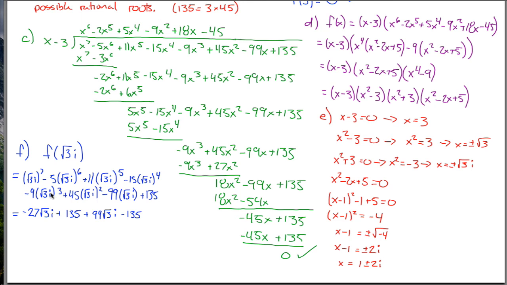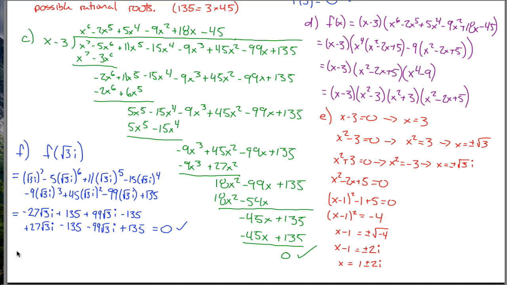Root 3 i cubed is 3 root 3. 3 root 3 times negative 9 is negative 27 root 3. i squared makes that positive. So that gives me positive 27 root 3 i. It's a little bit small. Maybe I'll write that down here. Plus 27 root 3 i. 45 root 3 i squared. Root 3 squared is 3. 3 times 45 is 135, and i squared makes this negative. So I get negative 135. You can kind of see what's going on here. These are all going to cancel out. Negative 99 times root 3 is just negative 99 root 3. And I still got that i. And then plus 135. If you add all those up, you get 0, which means that this is, in fact, a root.